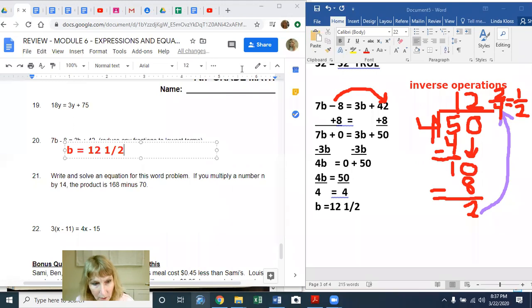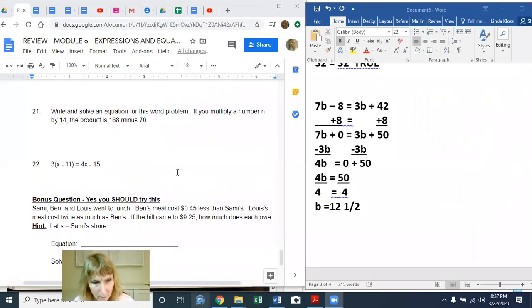Now, if you doubted that, you could check by putting 12 and 1/2 back in for B up in the original equation. You could take 12 and 1/2, plug it in here, and plug it in right here, and see if you get a true statement. If you do, you got the right answer. Okay, I think we have one more to go. So we're going to clear these.